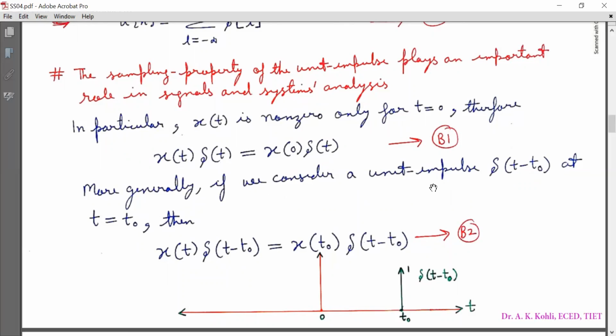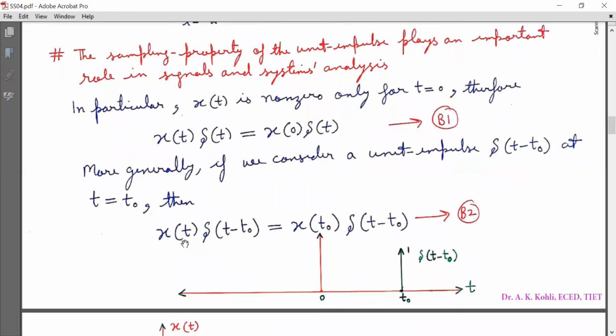More generally, if we consider a unit impulse delta(t minus t naught), that is at t equal to t naught. Now this unit impulse is displaced or shifted by t naught in time, continuous time domain. Therefore, look at this here in this graph. I have indicated the shifted unit impulse by t naught units on the t-axis. Now this is a shifted or delayed version of the unit impulse. Delta(t minus t naught) is the delayed unit impulse signal.